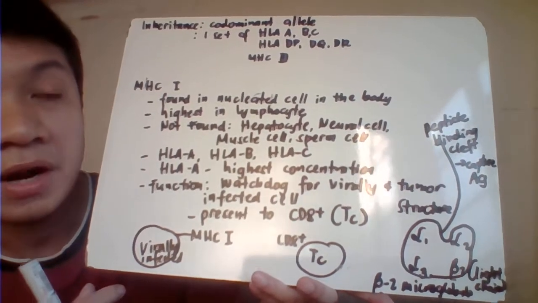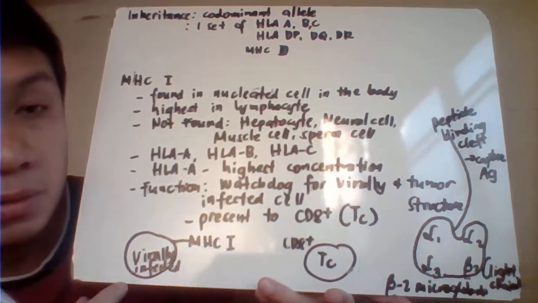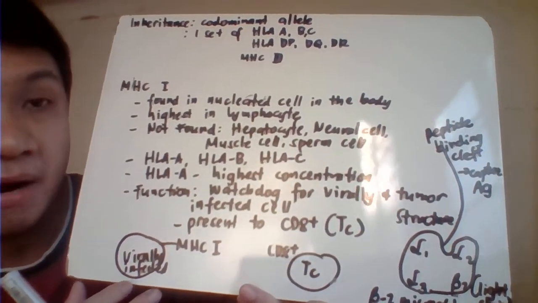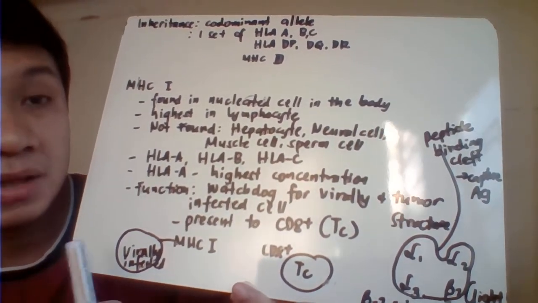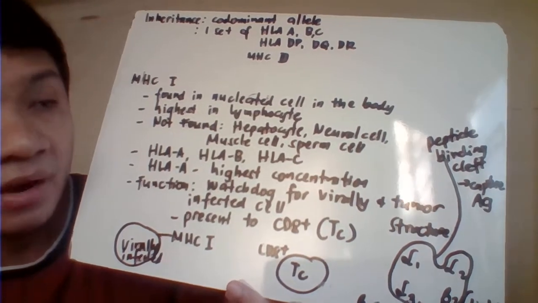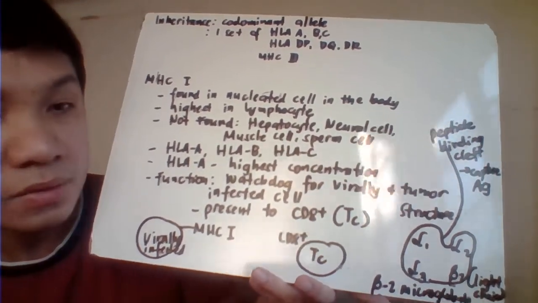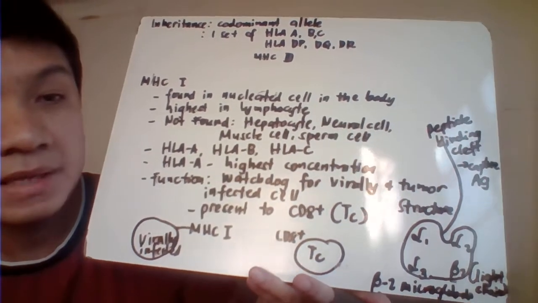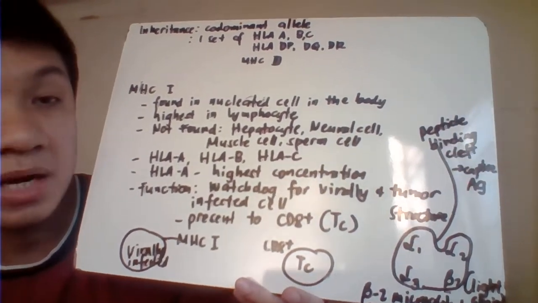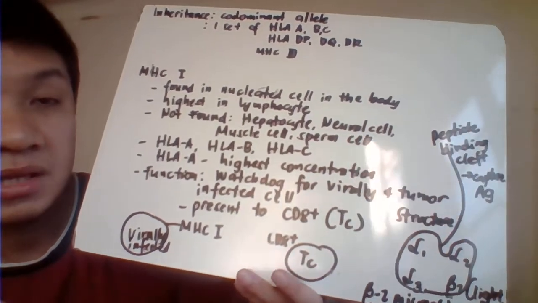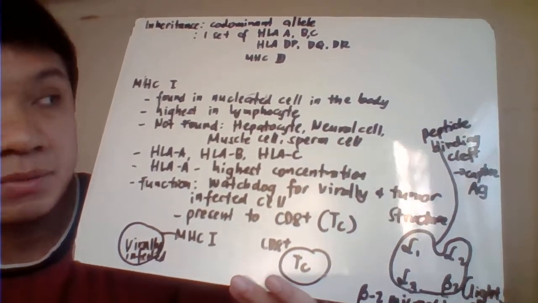Let's include your MHC class 1 and MHC class 2. First we have your MHC class 1. The MHC class 1 is found on the nucleated cells in our body, those cells having a nucleus. So of course we have your WBC, except the mature RBC, which doesn't have a nucleus. So that is where you can find your MHC class 1.